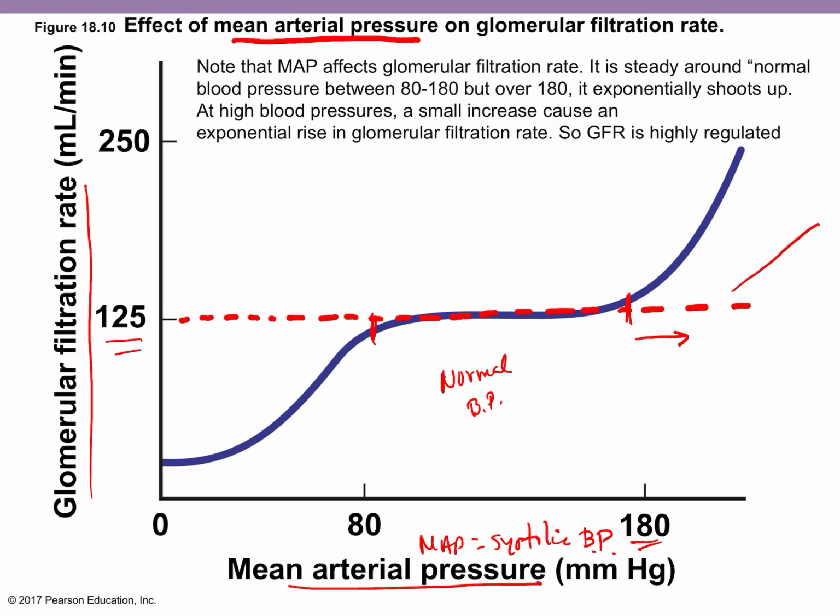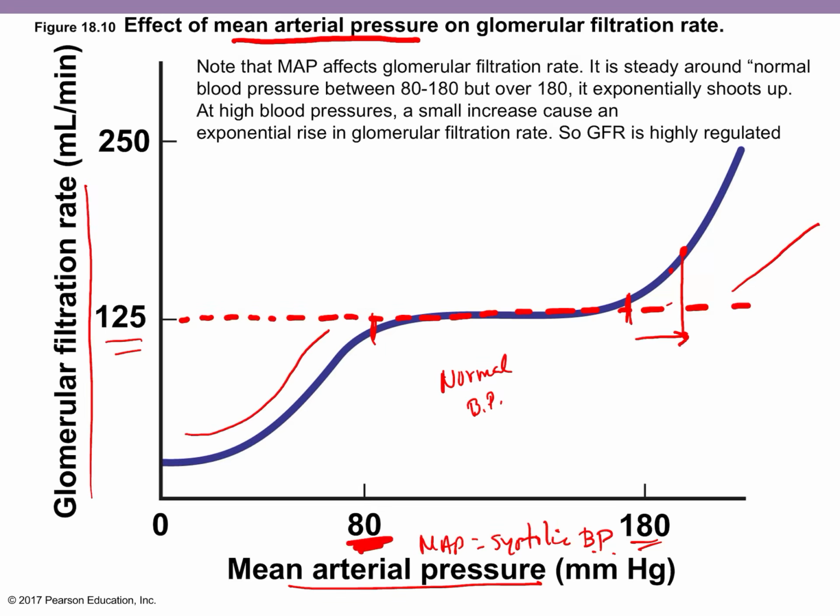However, look at pathologically high blood pressure. So if you go above 180, remember that this is an exponential curve. And so it's not a linear relationship where you have an incremental increase in blood pressure and you have that same incremental increase in filtration rate. It's actually doubled. So you have a small increase in blood pressure and you can really have a really big jump in filtration rate. So that's not healthy.